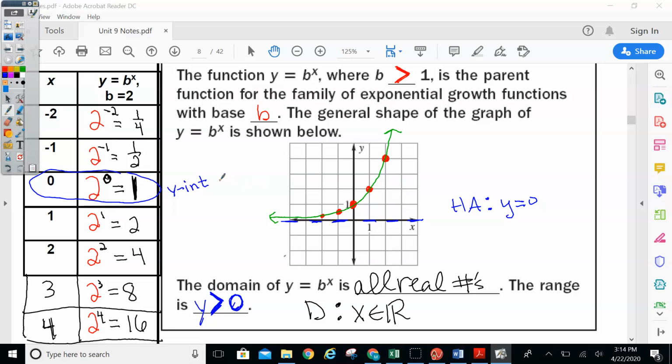So again, the y-intercept you'll have here. That's your main point, and then you go a little bit above and below. Or if this one's too small, then you can get 2 above.